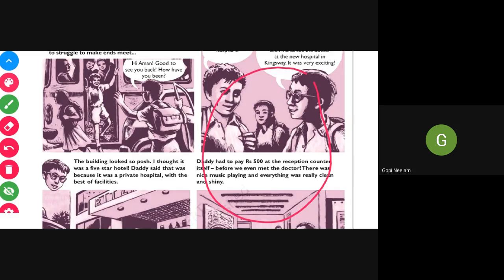But coming to Aman's case, he went to a government hospital because his father doesn't have the affordability to bear the expenses. And what happened there? We already know that he had to stay in a queue for a long time. After staying in the queue for more than 4 to 5 hours, he got a chance to meet the doctor.